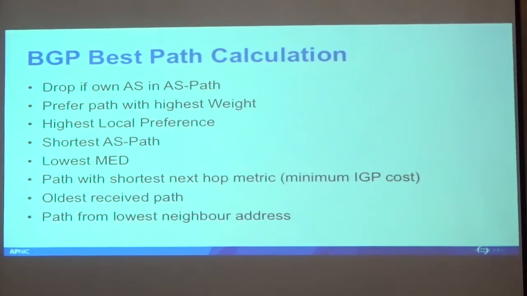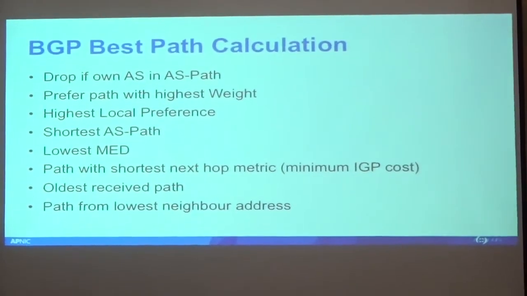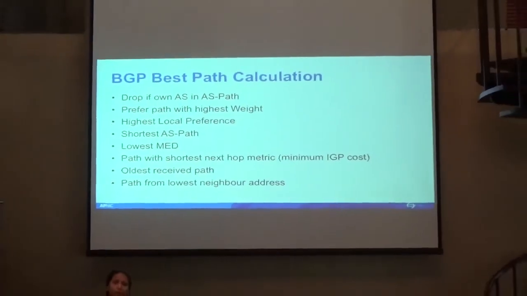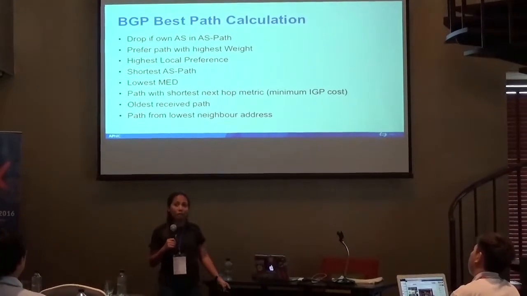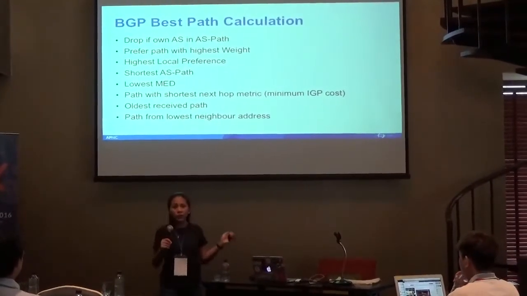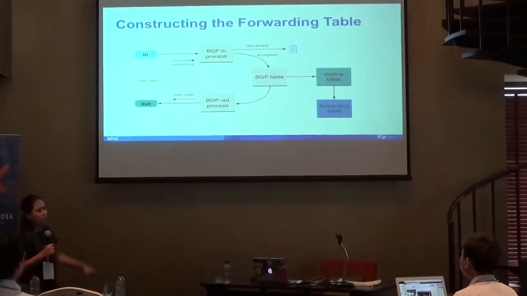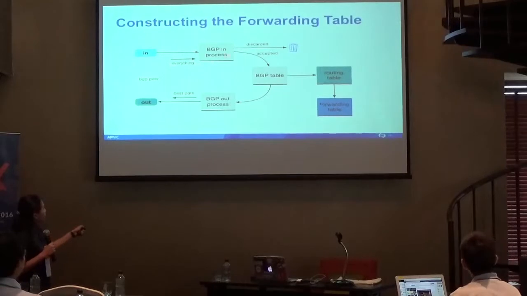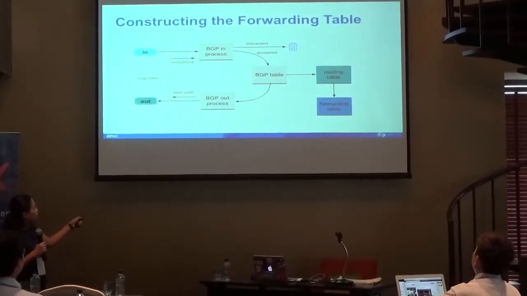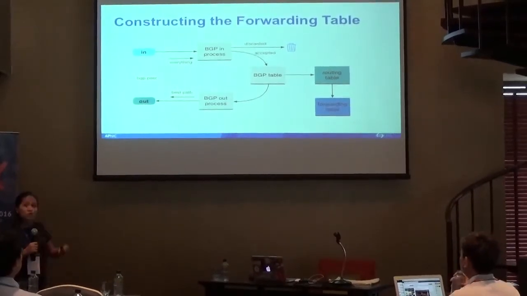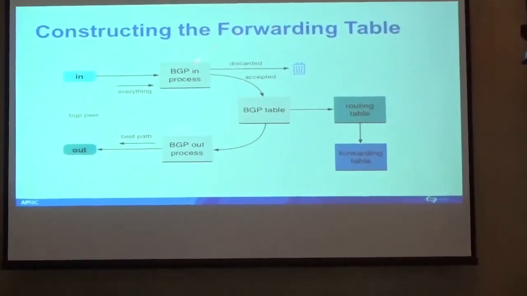Now, going through the same example, one has the longest match route, meaning it will have a preference. This has an impact on how traffic flows internet-wide. Correct? So, constructing the forwarding table is very easy. Through your routing protocol, you learn about different routes via BGP, through the BGP in process. Some of those are accepted, some are discarded. Now that's a very important concept.